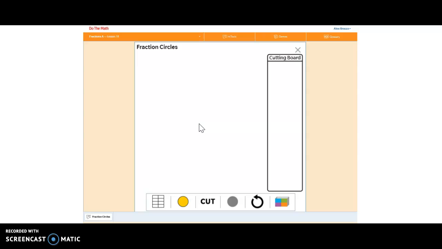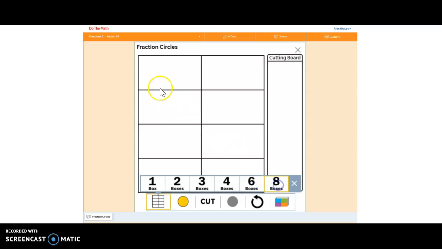But today we're going to continue the sharing cookies. We're going to figure out how 8 people, so I'm going to make 8 boxes to represent 8 people, are going to share 1 cookie, which is on page 30, 3 cookies, 4 cookies, and 6 cookies.